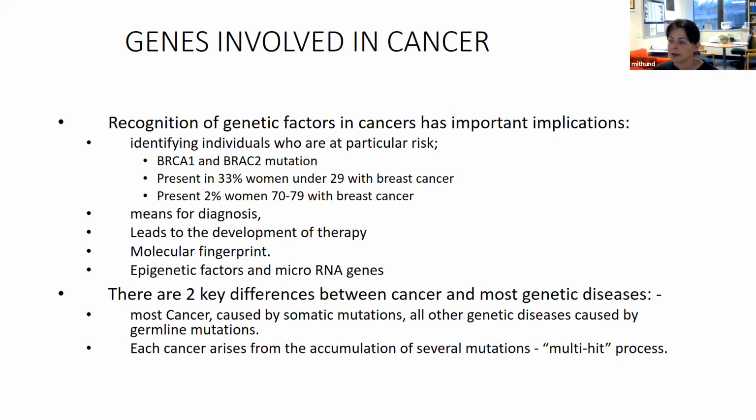Key differences between cancer and genetic diseases is that cancer is typically mostly caused by somatic mutations, and most other recessive conditions or other genetic conditions are caused by germline mutations, and that the cancer is the result of a multi-hit process.